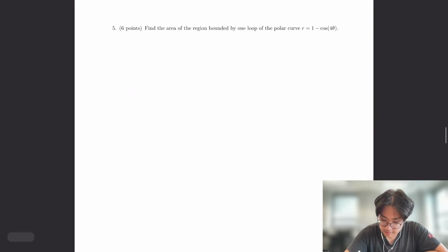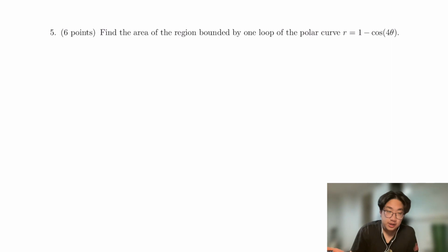Okay, very nice. Okay. Continuing with question number 5. We now want to find the area of the region bounded by one loop of the polar curve r is equal to 1 minus cos of 4 theta.